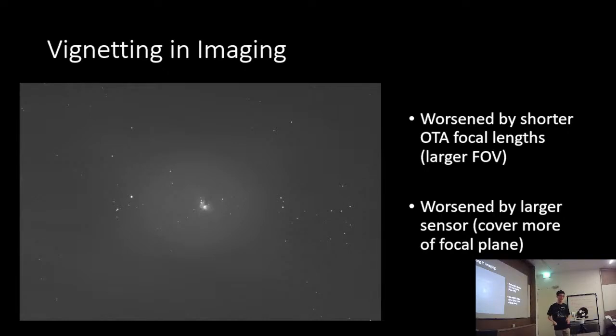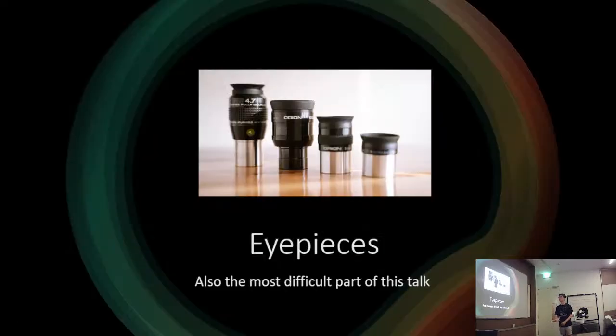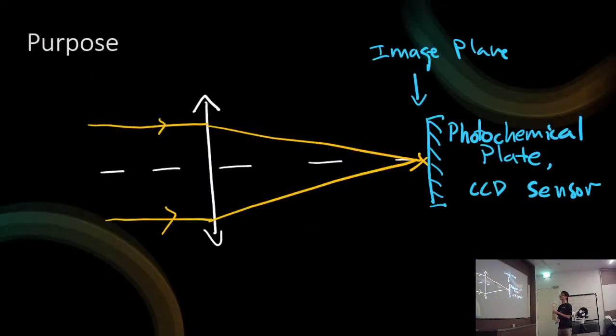So far all I've been talking about is just the optical tube assembly itself, right? And I'm talking about how it focuses light and forms a real image. Then why on earth would we need eyepieces? The reality is that if you put something like a photographic plate or CCD sensor at the focal plane of the telescope, then you can actually capture an image, right?